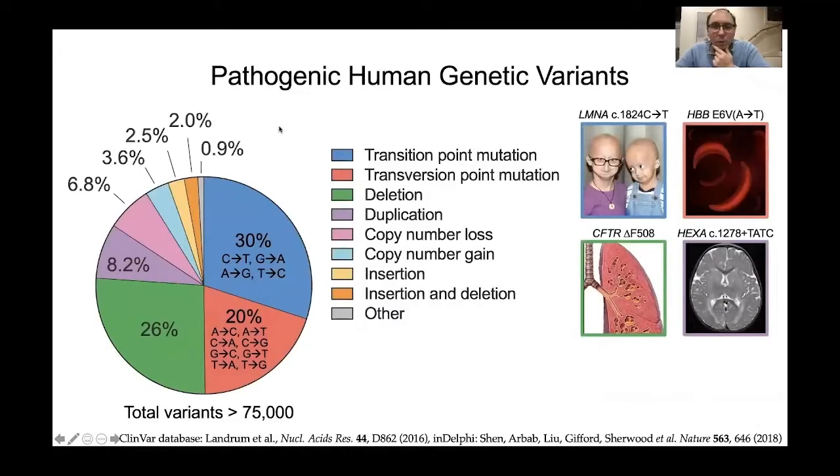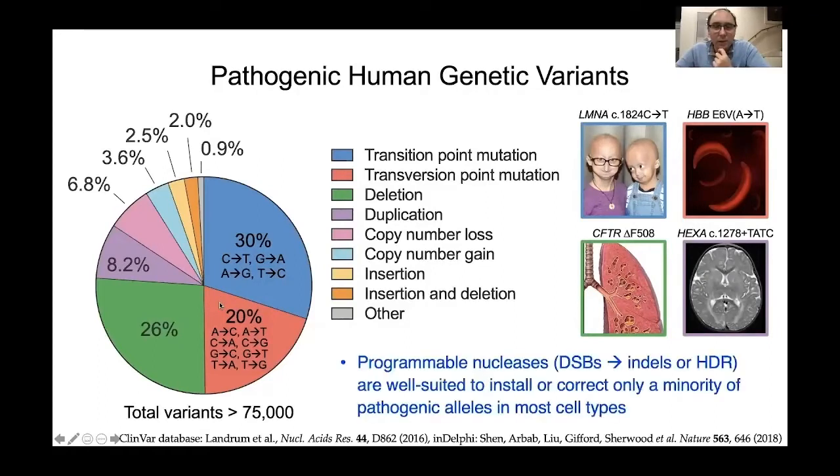There are many kinds of genomic mutations that can cause disease in humans. Single nucleotide variants make up about half of all these disease-associated mutations. They're denoted by the blue and red pie slices here. Cas9 nuclease has revolutionized our ability to modify cellular genomes, but it's not well suited to efficiently correct single nucleotide variants.